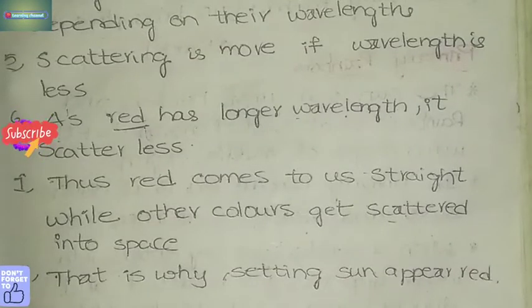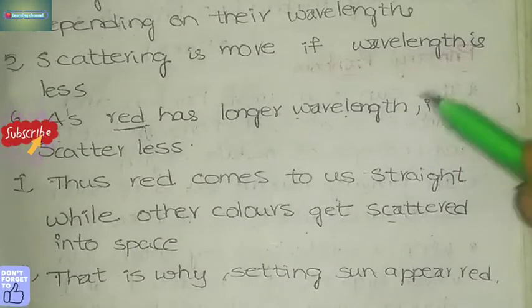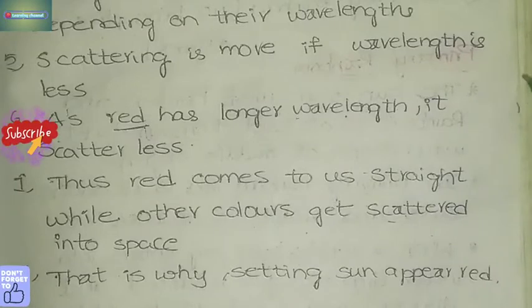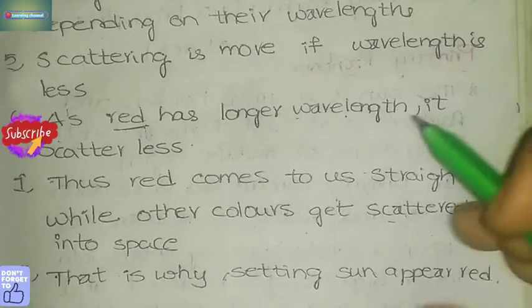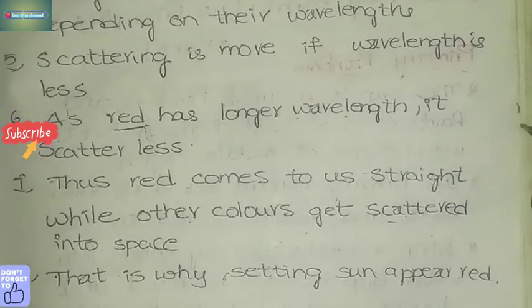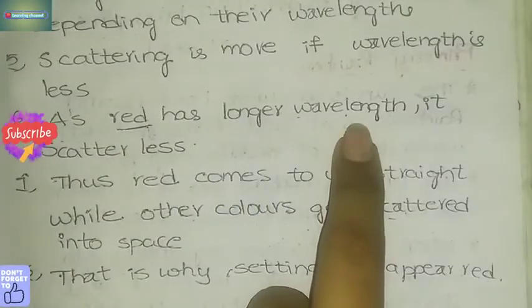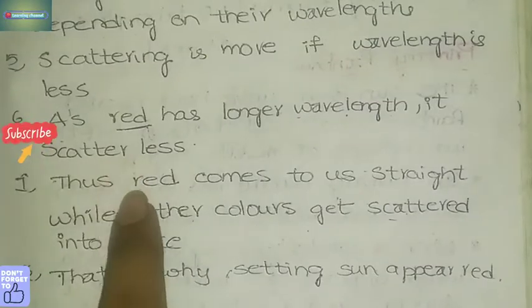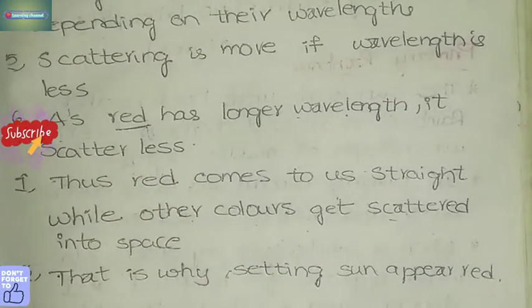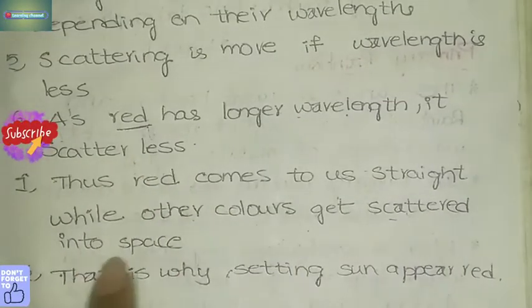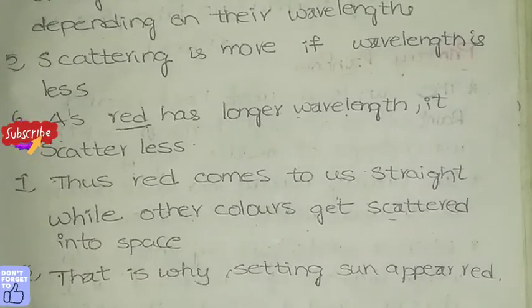The only reason why the sun appears red is that in our atmosphere we have dust, smoke and water particles. The light rays coming from the sun have to travel through the atmosphere. The dust and smoke particles scatter the light depending upon their wavelengths. Red has a longer wavelength, so it will scatter less and reaches our eye. But the remaining colors get scattered into space. That is why the setting sun appears red.